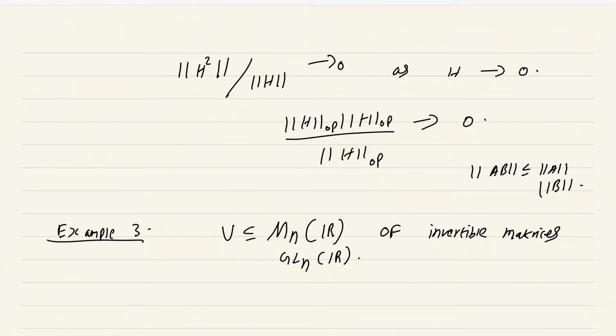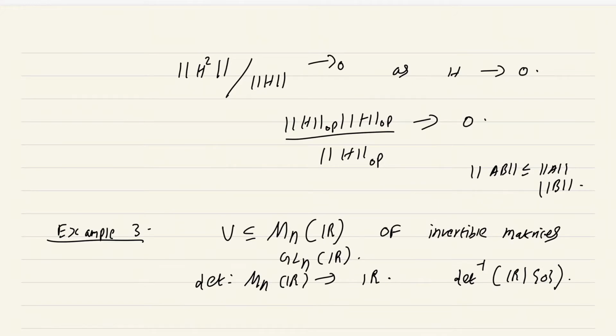There are several ways to see that this is actually going to be an open set. One way is to consider the determinant map from M_n(R) to R. This determinant map is certainly continuous because it's a polynomial in the various entries of the matrix, and GL_n(R) is just determinant inverse of R minus 0. R minus 0 is an open set in R. The inverse image of an open set is open, so this will show that GL_n(R) is an open set.